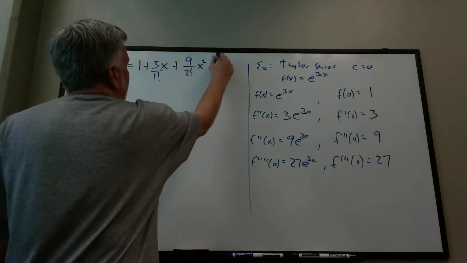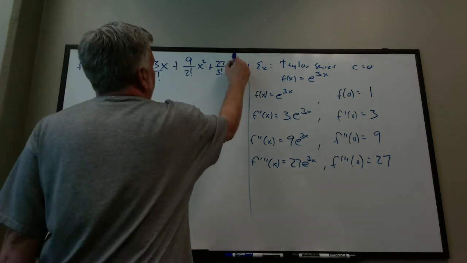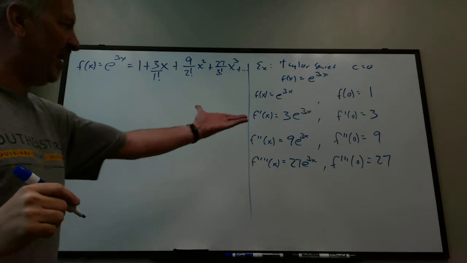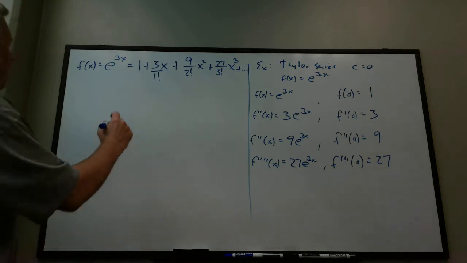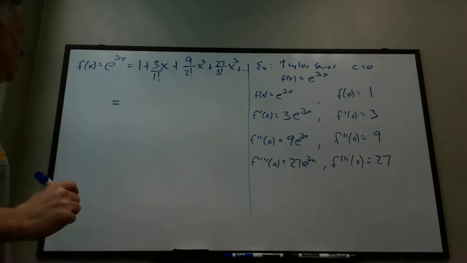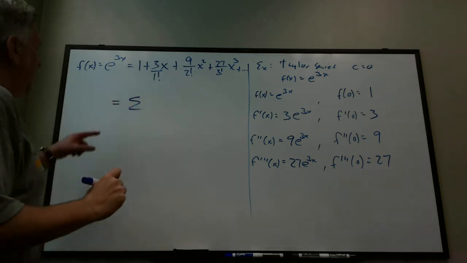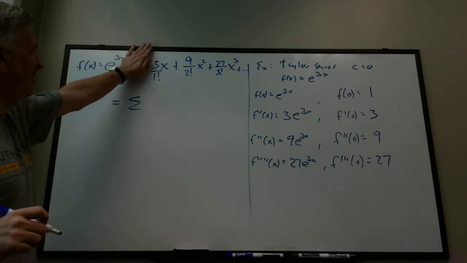And then plus 27 over 3 factorial, x cubed plus dot, dot, dot. I mean, we could have done more. If you can't see the pattern, you might want to just do some more terms. Now, based upon this, how can we write this in summation notation? Again, if you're trying to find a pattern, don't look at the first term. It's so simplified, it's not helpful at all.